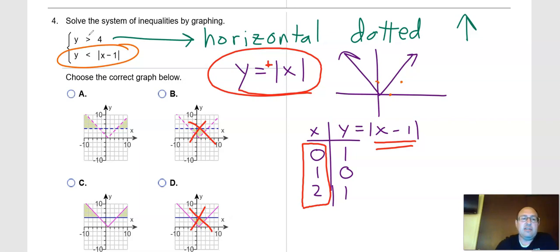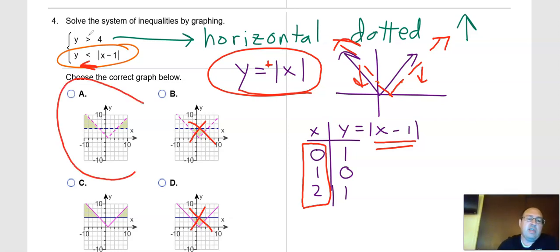And because this is not equal to, we have a dashed V going like this. Okay, and because it's less than, we're shading below the V, so outside the V. So we want above the horizontal dotted line and outside the V. That would be that one right there, because you're going down below the V, but you're also going up above the horizontal line, and that puts these little triangular shapes. Yes, they are infinite in size, so they're not exactly triangles, and there's 2 of them.